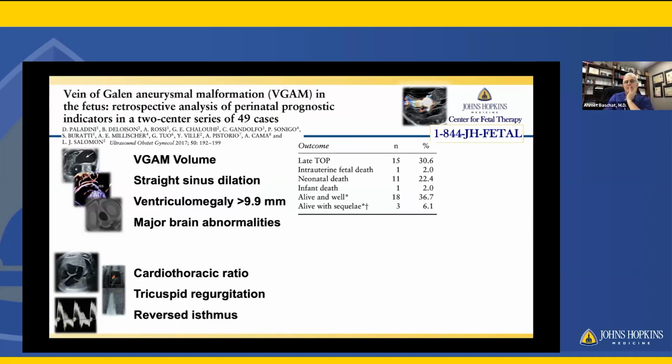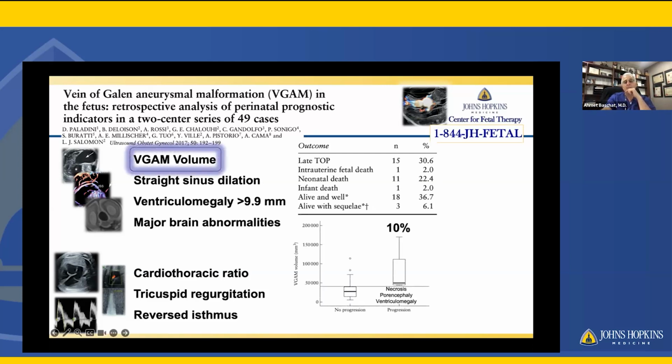There are two important studies that look at prognostic markers. One is the multi-center series from Europe, where they looked at the overall volume of the vein of Galen malformation, the dilation of the straight sinus, associated brain abnormalities, and cardiovascular findings. This is a group of patients where there was a high rate of termination of pregnancy. And in this study, the important predictor of prenatal brain damage was really the volume, the overall size of the vein of Galen abnormality.